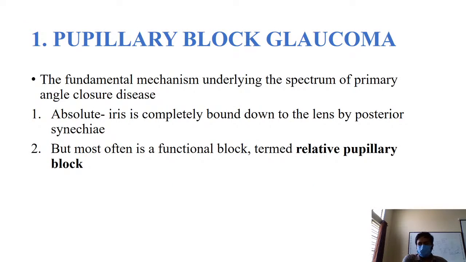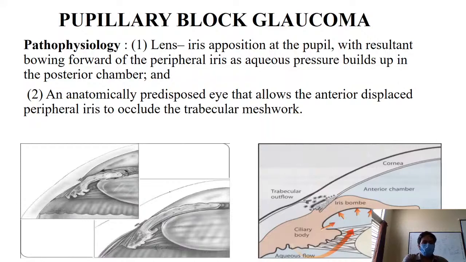Okay, so the first type of angle closure glaucoma is pupillary block glaucoma. It may be absolute or relative. Most commonly it is a relative block. So what is the pathophysiology of pupillary block glaucoma, as I told you? The lens iris opposition at the pupil with the resultant bowing forward of the peripheral iris.